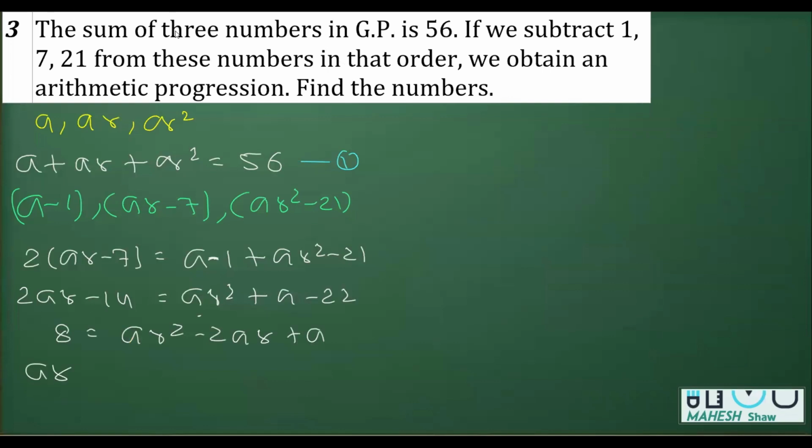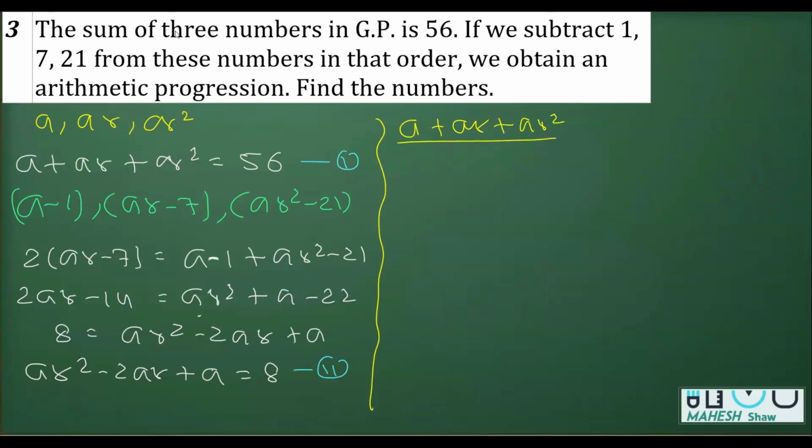Now, by flipping the order, I can write AR square minus 2AR plus A is equal to 8. Now, what I'm going to do is divide the first and second equations. The first equation is AR plus AR square, divided by the second equation, which is AR square minus 2AR plus A, and this is 56 over 8.